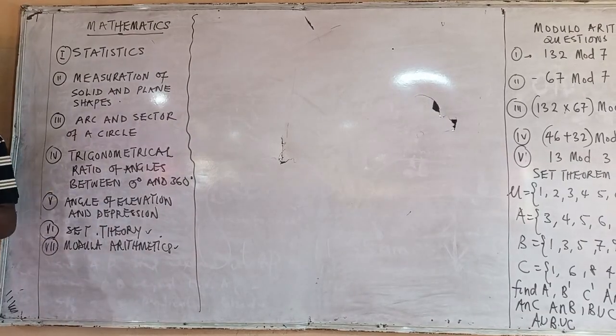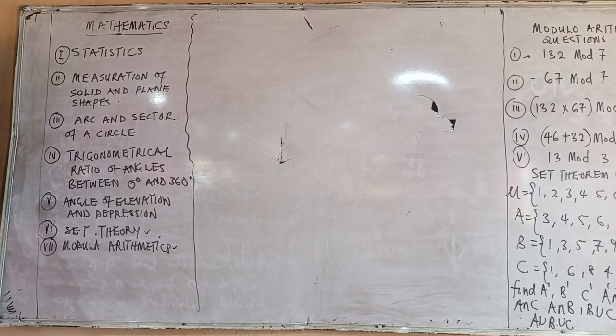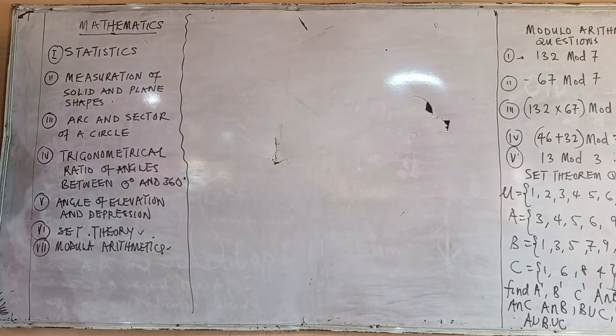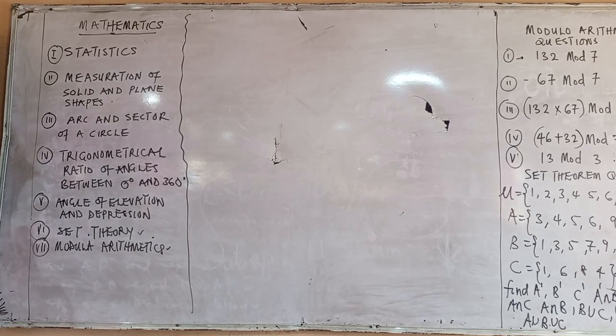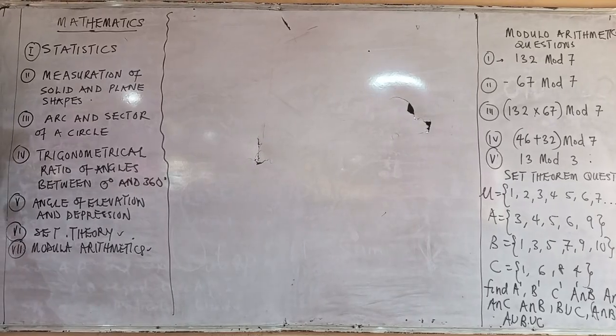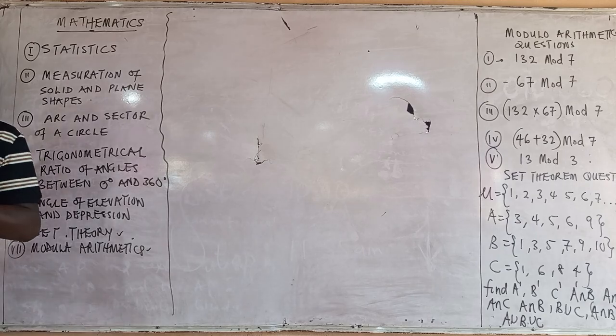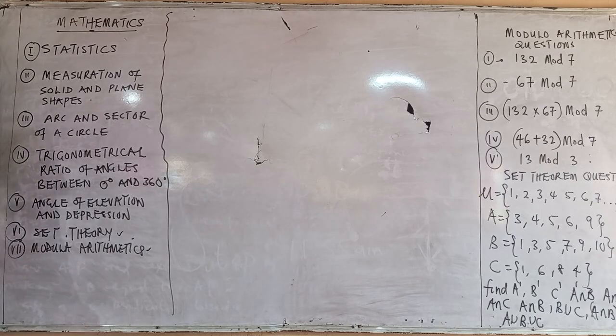The topic of focus for this particular class is statistics, measurement of solid and plane shapes, arc and sector of a circle, trigonometrical ratio of angles between 0 and 360. We are going to also look at the angle of elevation and depression. We look at set theorems and modular arithmetic. And I believe by the time we are done with all this, you'll be done also with all these topics.